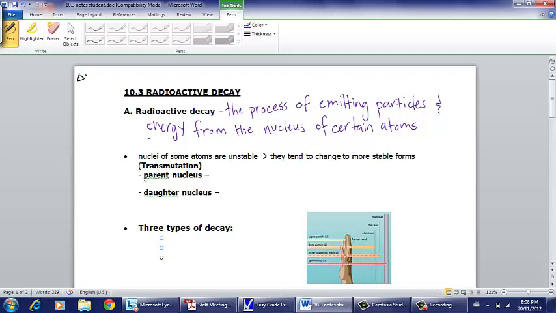A couple of terms right away are parent nucleus and daughter nucleus. The original nucleus is the parent. So the parent nucleus is the original unstable nucleus. And the daughter nucleus is the resulting product of decay.